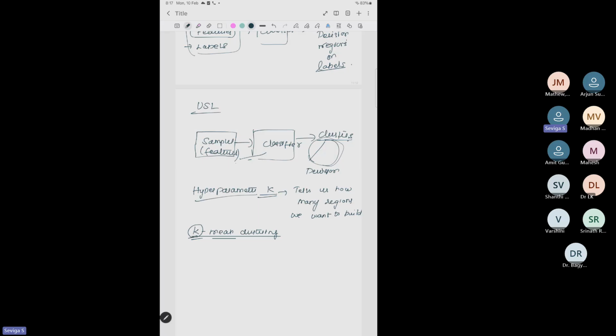So what is the difference between a hyperparameter and a parameter? Parameters are the internal parameters which change according to the data, whereas hyperparameters are the values which the user gives to the system to control its internal variables. So K is a hyperparameter which the user chooses. So the user will decide how many clusters have to be present.